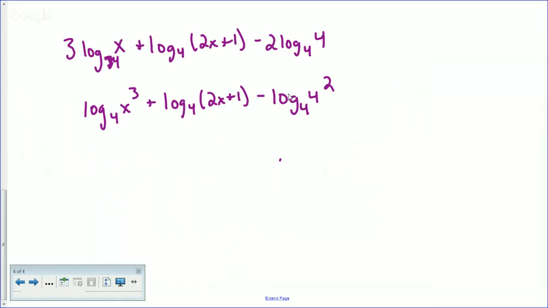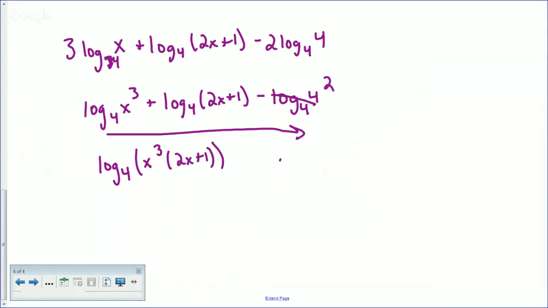Okay, so right here we kind of notice that my log base and my base of my exponent here cancel each other out. So here we'll just get 2. So we'll say, well, let's leave it because we'll combine them. So in this case, we're going to do our addition first. Remember, order of operations, we go left to right. So addition says multiplication. So we'll say log base 4 of x to the third times 2x plus 1 minus log base 4 squared.